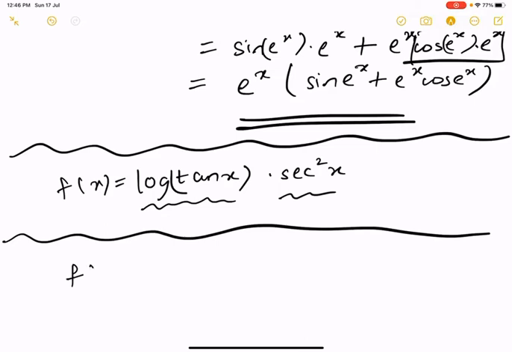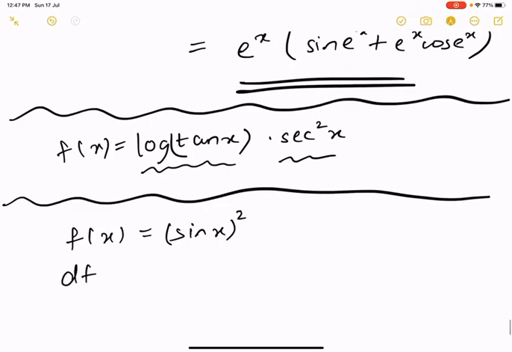And what about f of x is equals to sine x square? How will you find the derivative of this? What is derivative of this? The first thing that you see, it is squared, no? It is sine x squared. So first you will be using power rule, because inside the power sine x is there. So first it is squared, right?